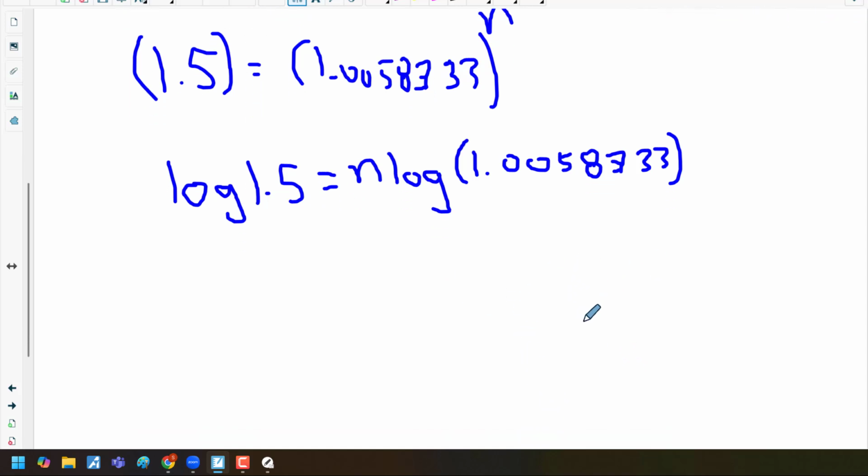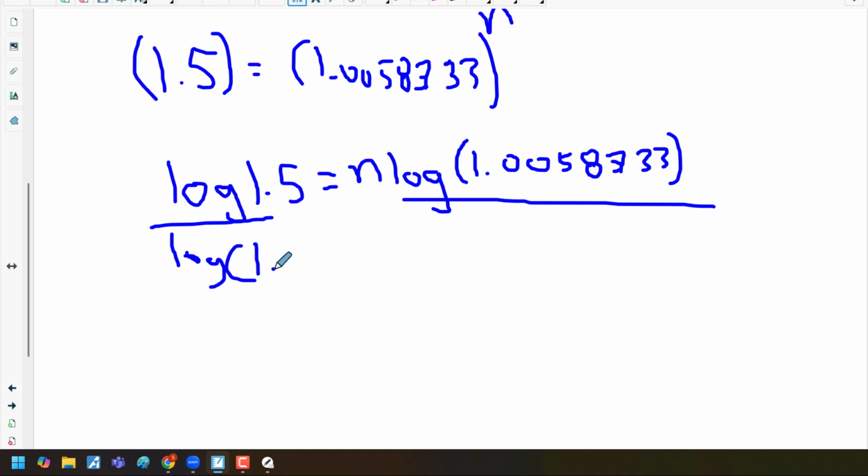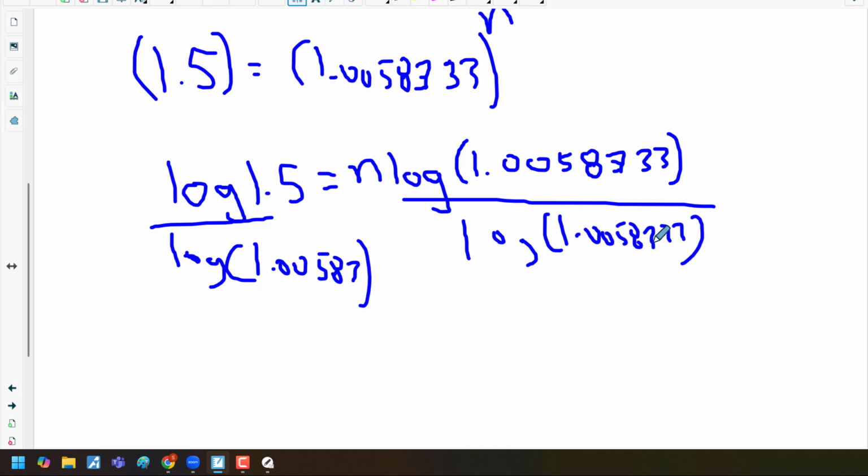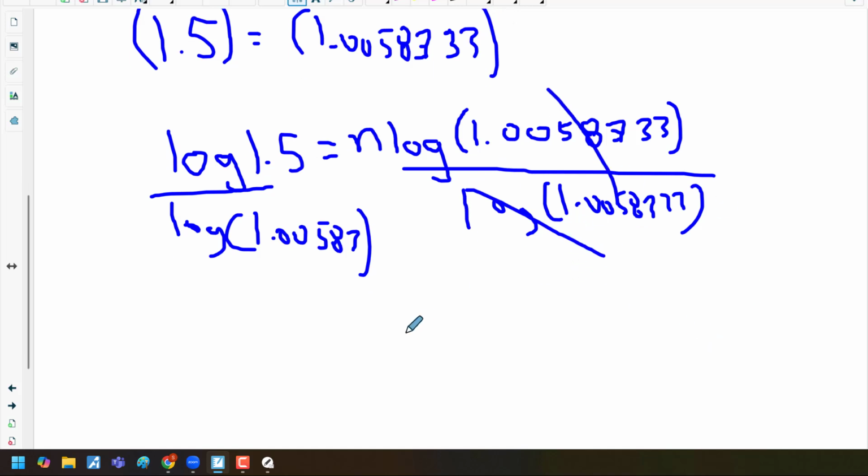And now we can divide both sides by log of this big bracket here, 1.00583, and so on. So this will cancel out, and we're just going to have n is equal to this number. And this is just a number that you can use in your calculator.